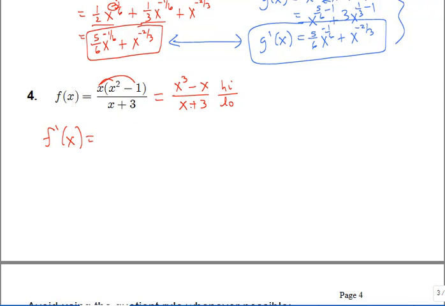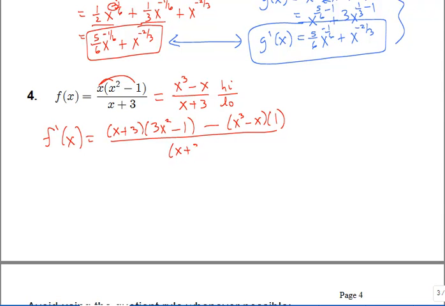So we're going to do low d high. Low would be x plus 3. D high, or the derivative of the top, would be 3x squared. And the derivative of x just goes to 1, but we have that minus sign in front. So the d high is 3x squared minus 1. So we have low d high minus high d low. The high is the x cubed minus x, and the d low, well, the derivative of x is 1, and the derivative of 3 goes to 0. So the d low is just 1. All over low low, or the bottom squared.